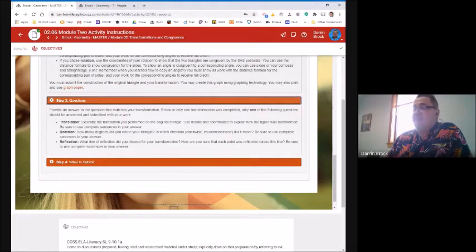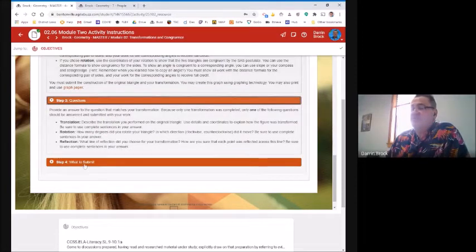Reflection, what line of reflection did you choose? I can reflect over different lines. What did you reflect over? Anytime you reflect, where is that mirror? Where is that line? And how are you sure that each point was reflected across the line? How do you know it was the same? Be sure to use complete sentences in your answers.